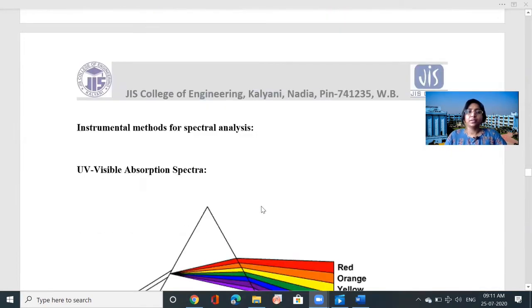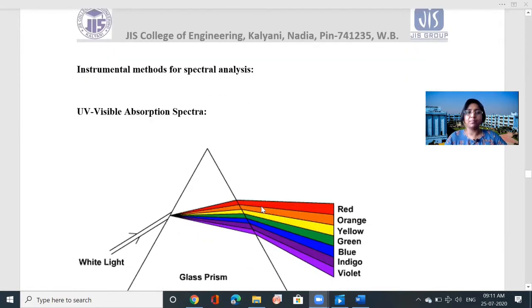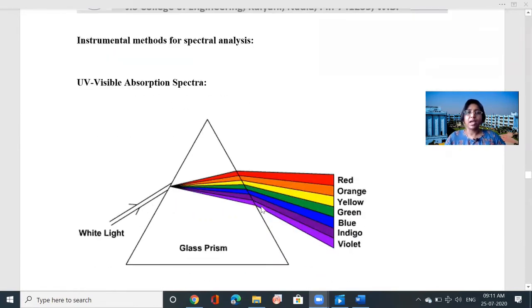So now, instrumental methods for spectrum analysis. First I will tell about UV visible absorption spectra. Here you can see a glass prism, and when white light passes through the glass prism, we get the 7 colors.